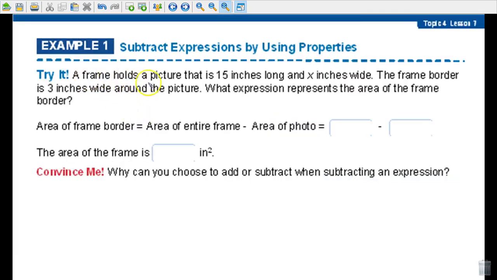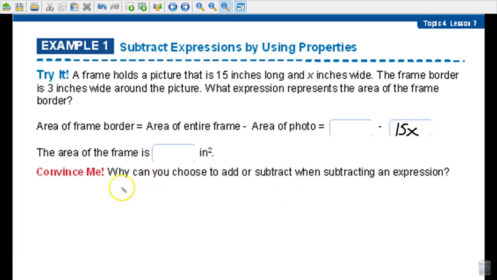A frame holds a picture that is 15 inches long and x inches wide. The frame border is 3 inches wide around the picture. What expression represents the area of the frame border? Okay, so area of the photo. A frame holds a picture that is 15 inches long and x inches wide. So we know it is 15 times x. So this is the area of the photo, 15x.